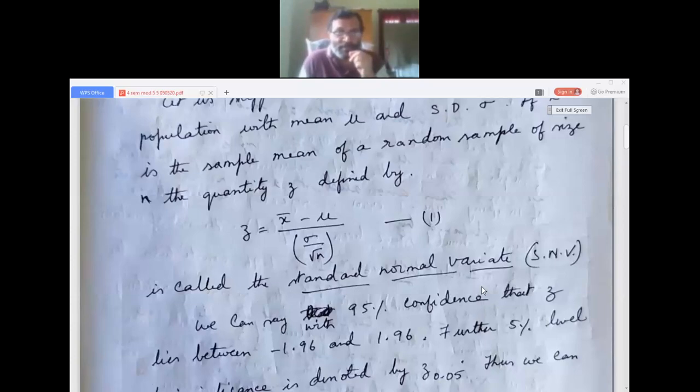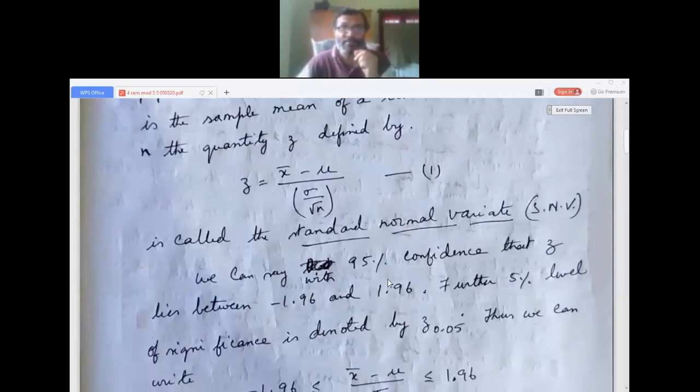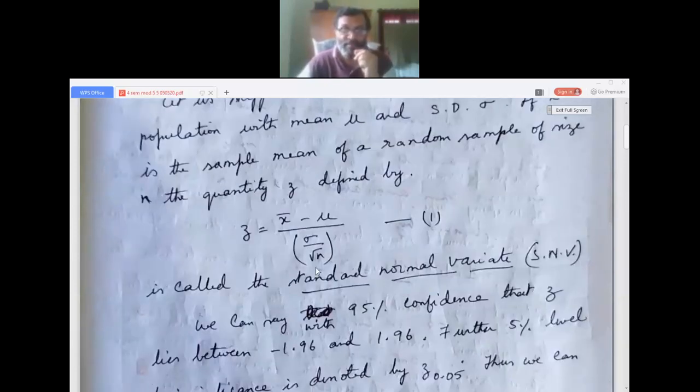Standard normal variate z is equal to x bar minus mu divided by sigma by root n. Here mu is the mean of the normal population, sigma is the standard deviation, and x bar is the value of the sample mean. Z is the standard normal variate, and n is the sample size. The short form is SNV.